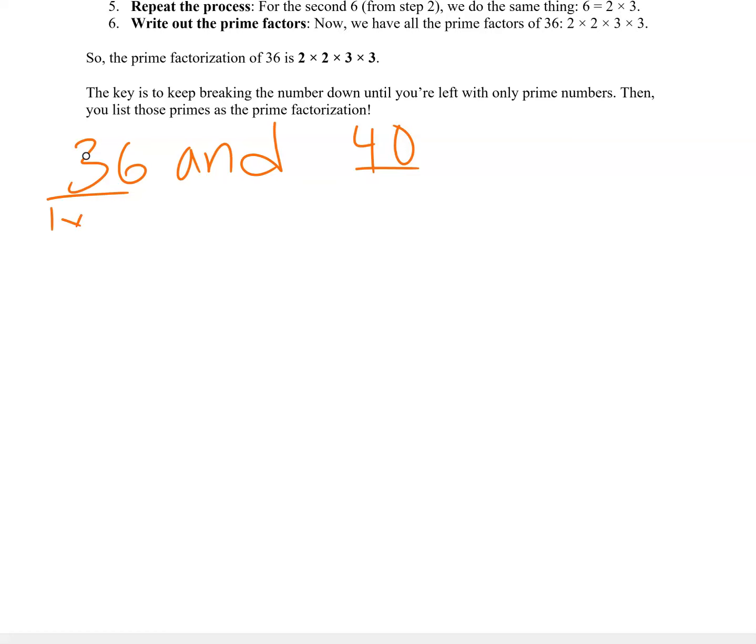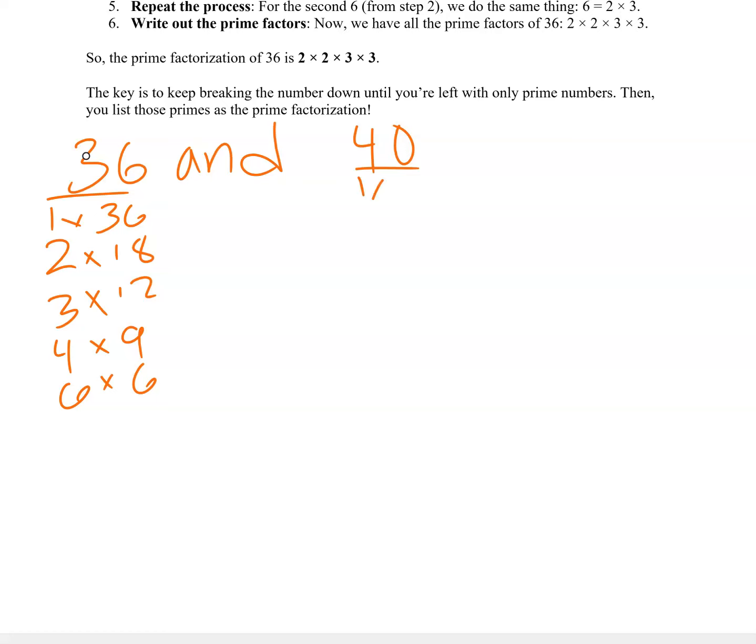So 1 times 36 is 36. Then you have 2 times 18 is 36. 3 times 12 is 36. 4 times 9 is 36. And 6 times 6 is 36. All right, so there were your 36s.